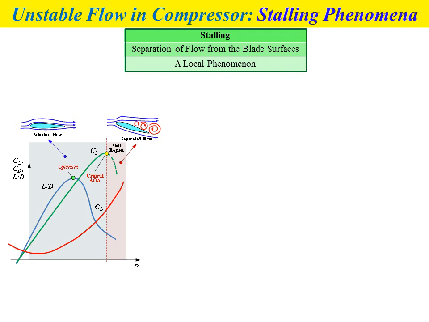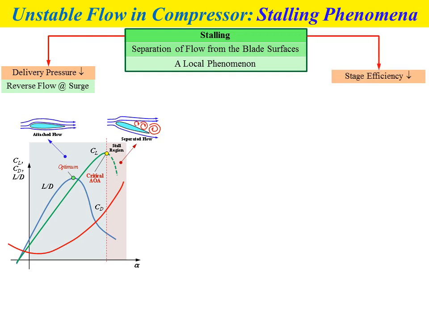So the stalling phenomena refer to a local phenomenon, and this stalling phenomena will cause the delivery pressure at the outlet of the compressor to reduce due to reverse flow or surging. This will also cause the stage efficiency of the compressor to reduce due to the high losses when the separation flow occurs from the blade surface of the compressor.